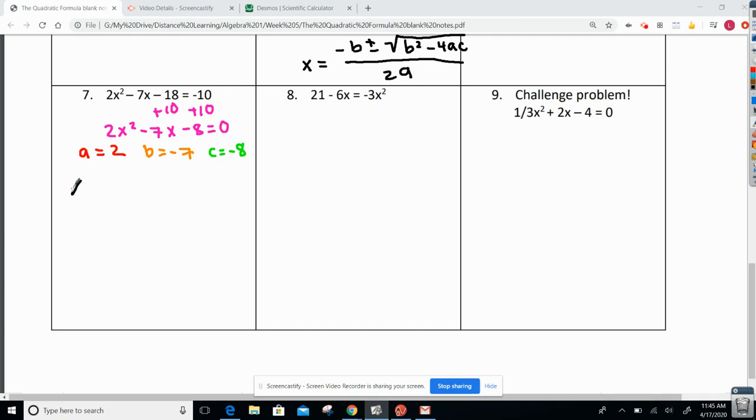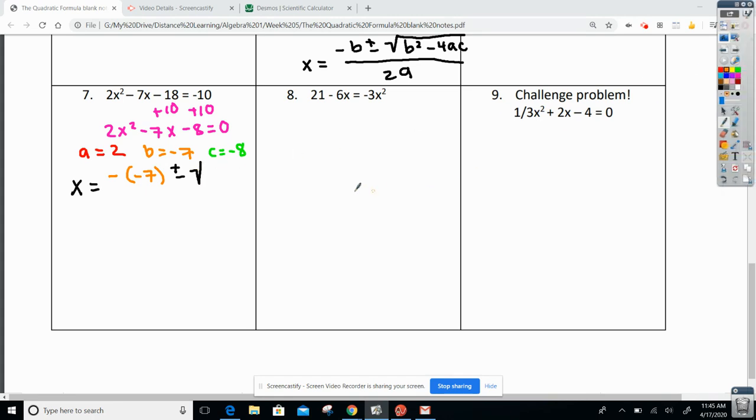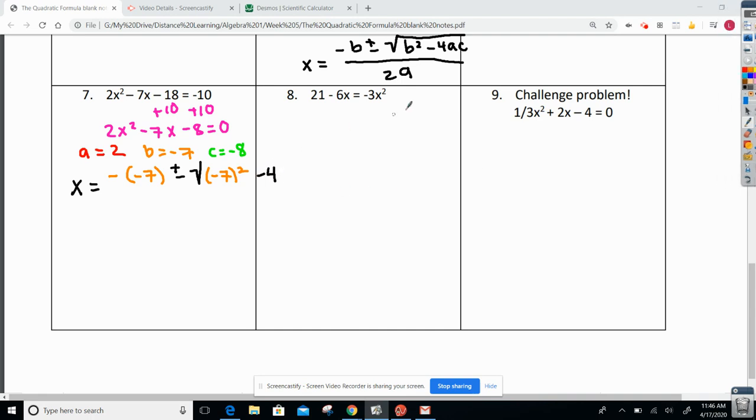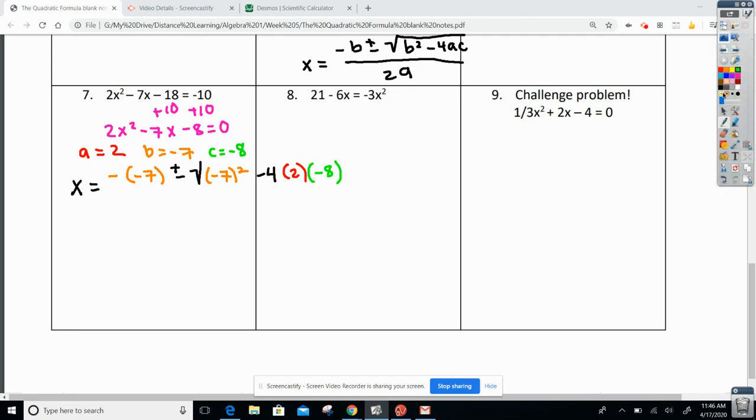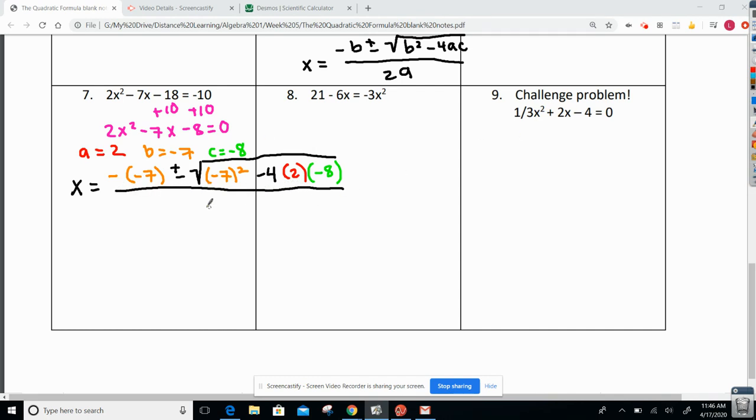Now I'm going to plug these values into that formula. First thing I have is -b, so -7, plus or minus the square root of, we have b squared, so -7 squared. Sorry, it's not clicking. Minus 4 times our a value, which is 2, times our c value, which is -8. And all of that is over 2 times our a value, which in this case is 2.